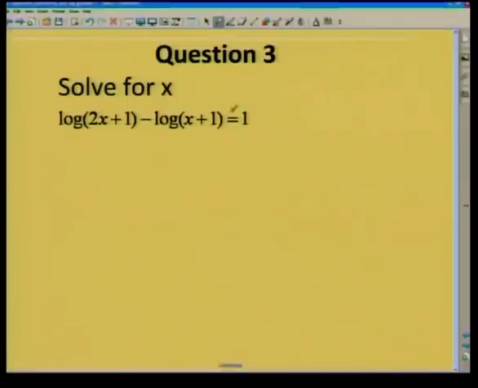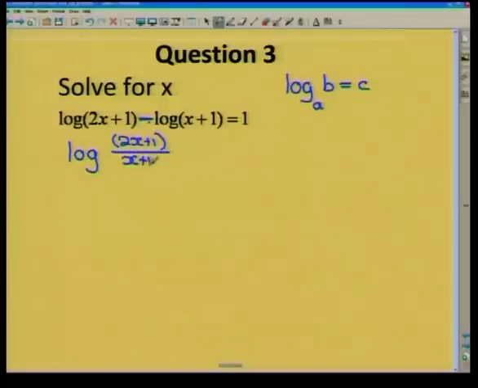Question 3, notice it's taking much the same shape as the previous one, but this time we have a minus between them. Now once again, we want to get back to this format so that we can move it from a log to an exponent. So what we do is we say it's log. The subtract means we are going to divide. So it becomes 2x plus 1 divided by x plus 1.